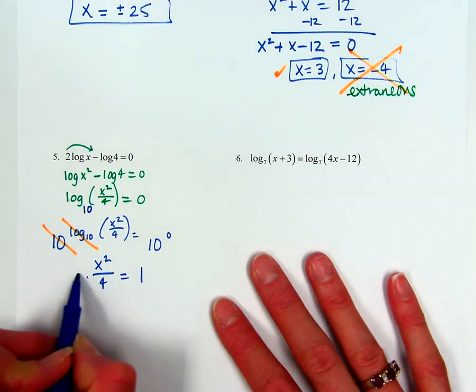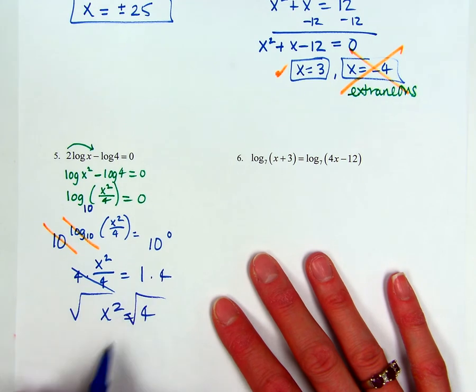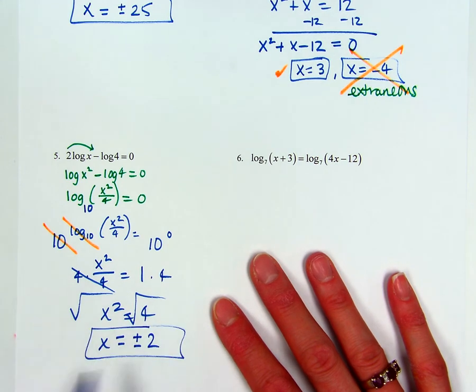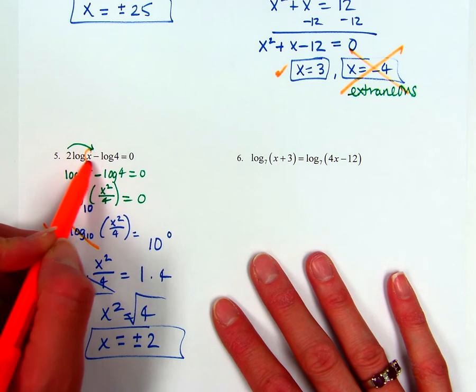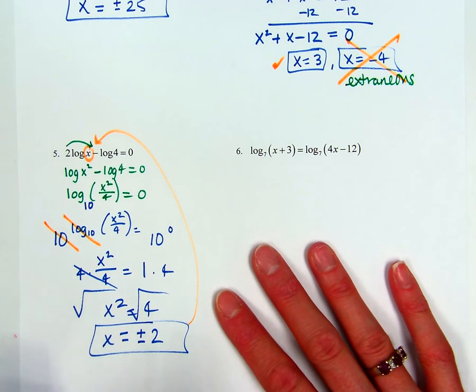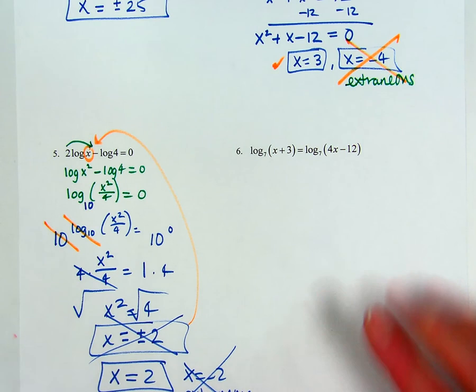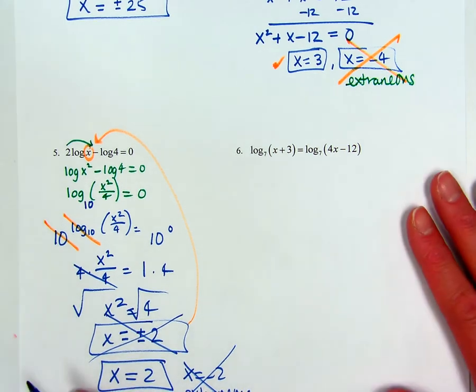So now you have to solve. Multiply by 4. X squared equals 4. Take the square root of both sides. X equals positive 2 or negative 2. But now we should just go back and check. If I were to put the number 2 into my original problem, 2 is okay, but negative 2 is not. So really, negative 2 is extraneous. So this solution doesn't work. This is the only solution. So it's not plus or minus 2. It's only positive 2. All right, last problem.